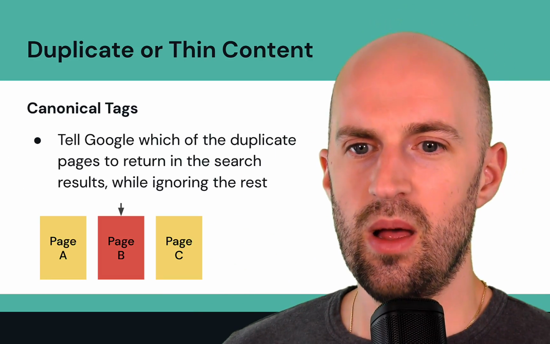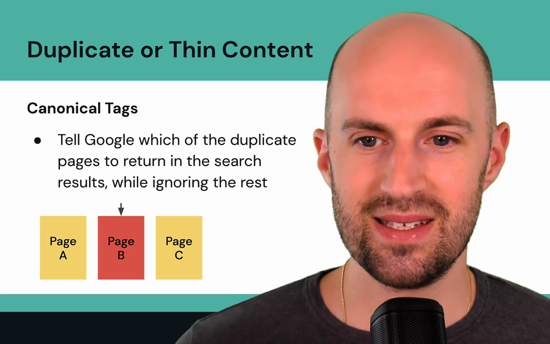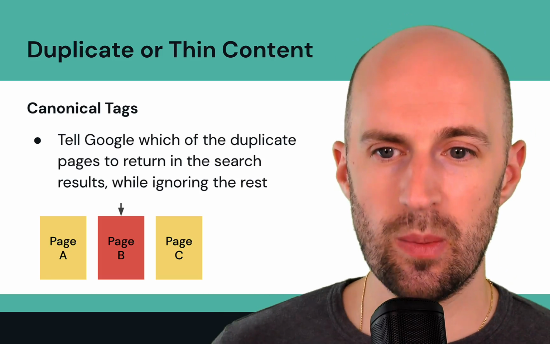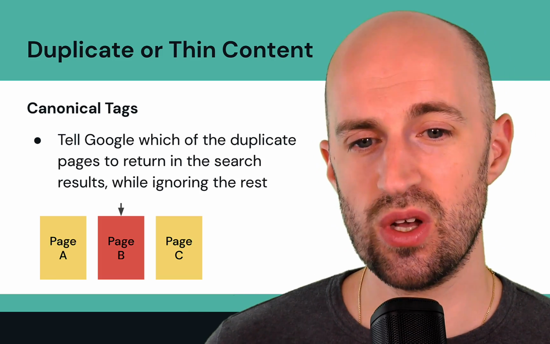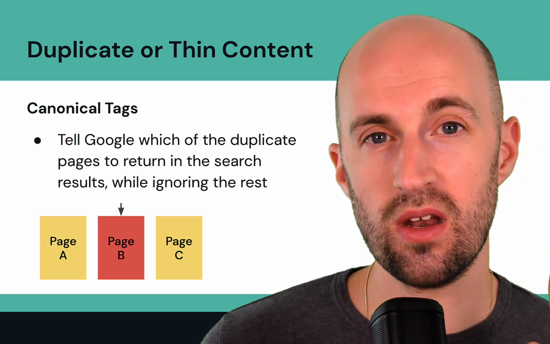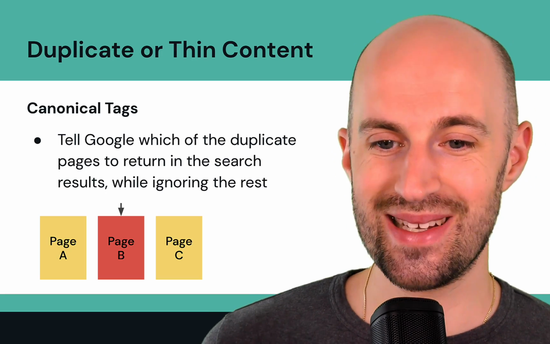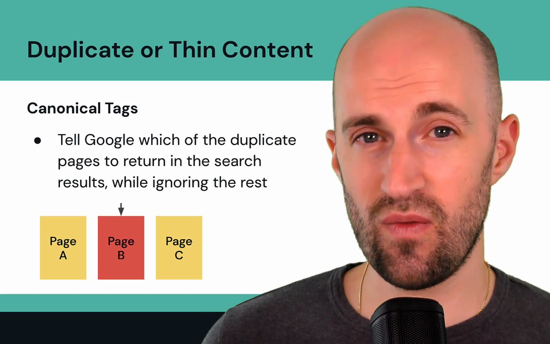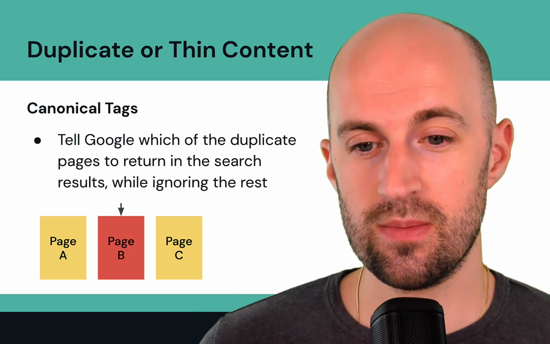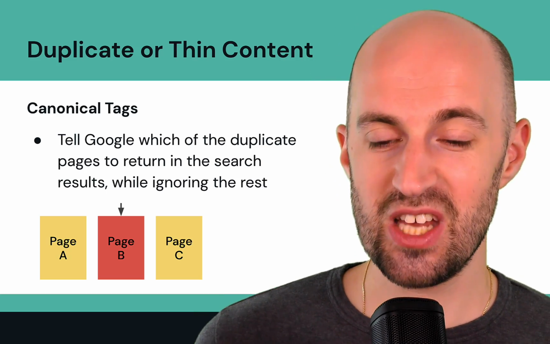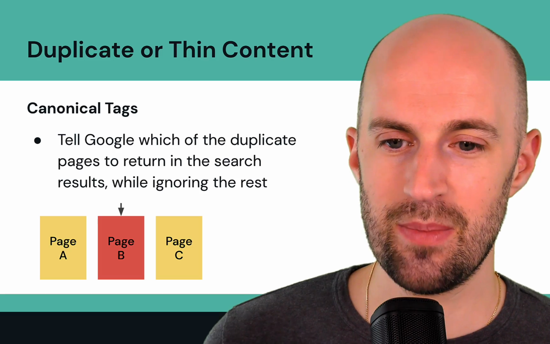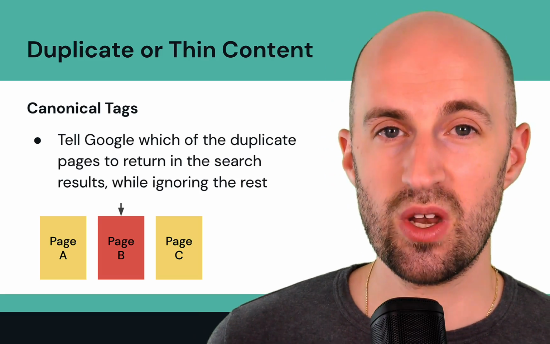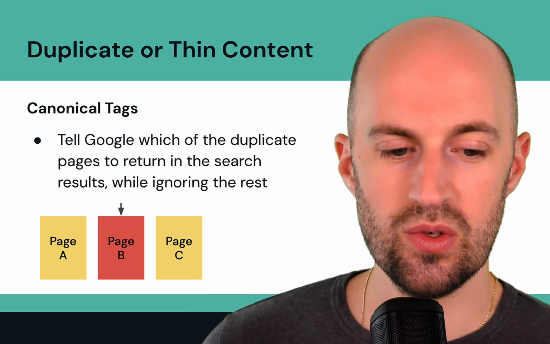So here's an example where you have 3 pages, page A, B, and C, and what you can use is canonical tags. This tells Google which of the duplicate pages to return in the search results while ignoring the rest. You can only have one canonical. So out of a set of, let's say 3, let's say you say page B is the page you want Google to return for this topic or keyword. So you make page B the canonical. Page A would have a little snippet of code that says page B is canonical. Page C would also have that code, and page B would have a canonical to itself. So that's how you do that.